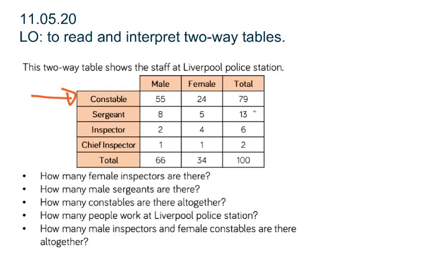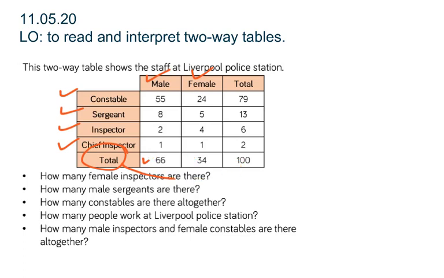Moving swiftly on to the next question. How many people work at Liverpool police station? For that, we're looking at how many constables, sergeants, inspectors and chief inspectors, and we're looking at both genders, male and female. So we go all the way down to this row here, and if we go across to total, we can see that our answer is 100. There are 66 male and 34 female. Add those together and your answer is 100.